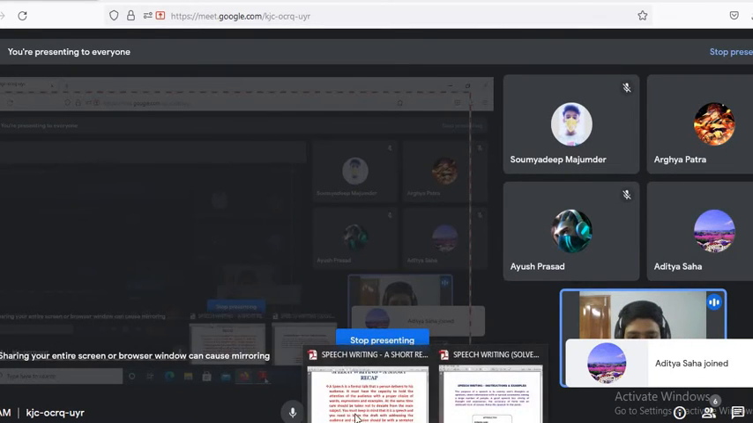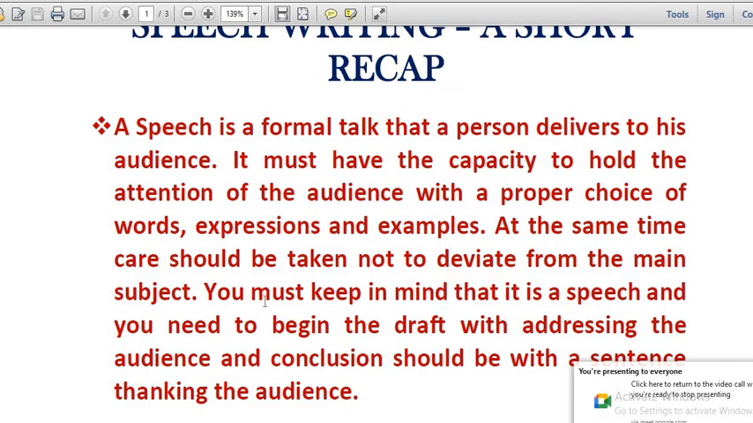So again I am moving on. You must keep in mind that it is a speech, and you need to begin the draft with addressing the audience, and the conclusion should be with a sentence thanking the audience. Remember one thing, you should start your speech by addressing the audience, and obviously at the end of the conclusion you should write a sentence where you are thanking the audience.